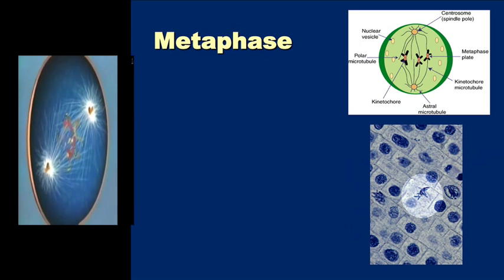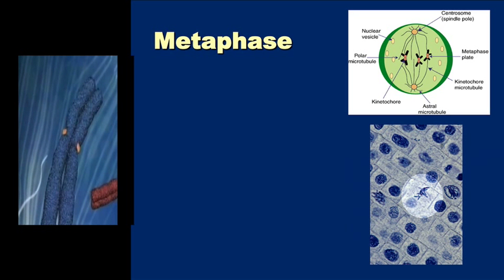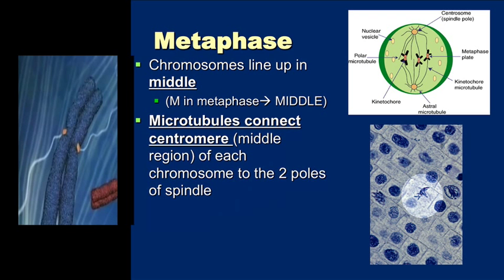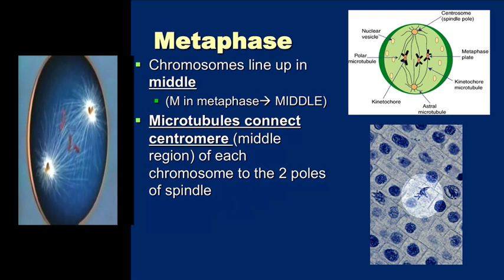All right, so after we finish up with prophase and we have those nice visible chromosomes, we're going to enter into what we call metaphase. And like I told you before, remember metaphase, M, middle. That's an easy way to remember it. Metaphase is where our sister chromatids, which are still attached to each other, are all going to line up in the middle of the cell. And that's, again, why we get the name metaphase.